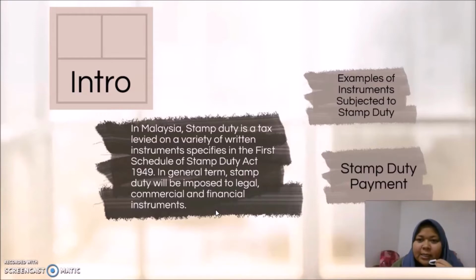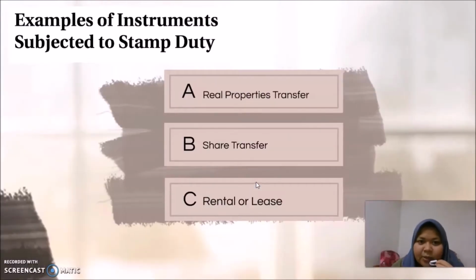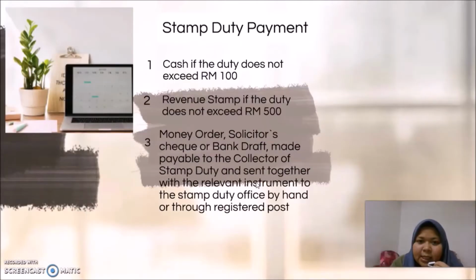Okay, next, examples of instruments subjected to stamp duty. The examples of instruments subjected to stamp duty are real property transfer, share transfer, and rental or lease. Okay, next I will show you the stamp duty payment.